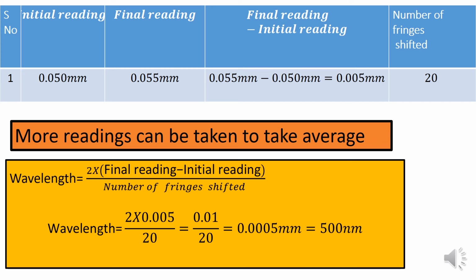Then the wavelength will be 2 multiplied by the final reading minus initial reading. That is D, which we used in the initial slide. So the wavelength is 2D divided by the number of fringes: 2 multiplied by this one, 0.05 divided by 20. If you divide them, the answer is 500 nanometer. That is the value of the wavelength of the He-Ne laser we have measured.